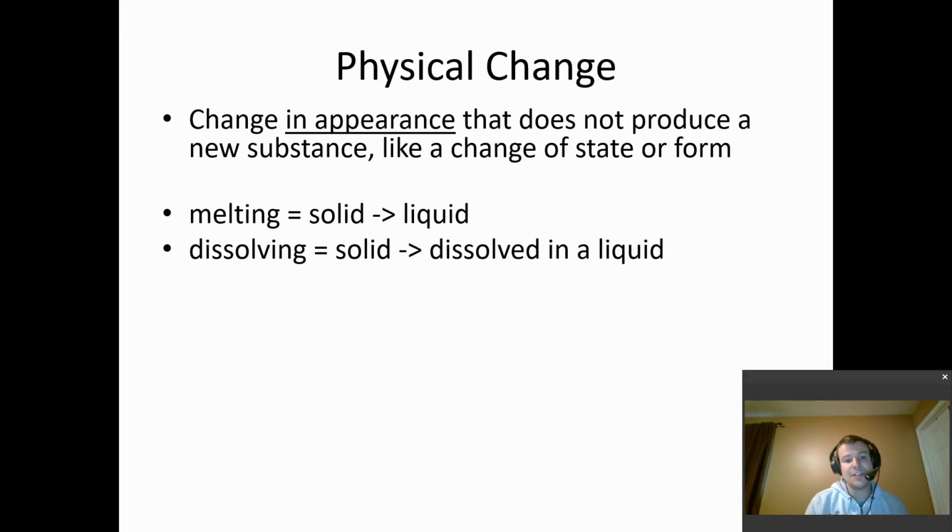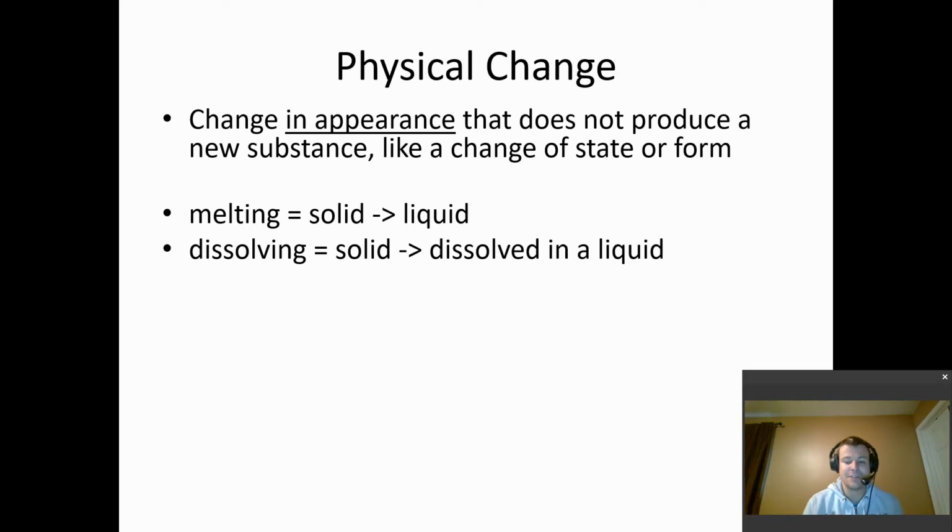When a solid dissolves in a liquid, again, think of salt crystals or sugar crystals dissolving in water or in your coffee or tea, that's a physical change. The sugar or the salt is not disappearing. It's not changing into something else. It's disappearing to your eye, but it isn't actually gone. It's still there. When you taste the coffee with sugar dissolved in it, the sugar is still there. That's what makes it taste good. You just can't see it with the naked eye.